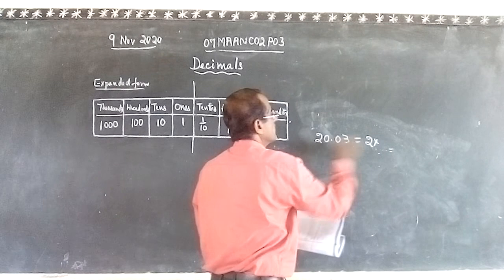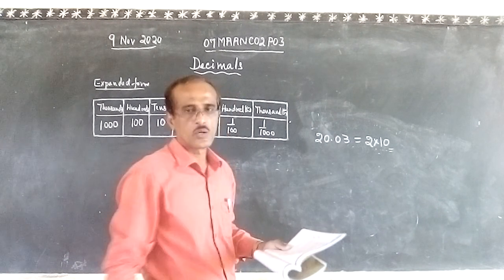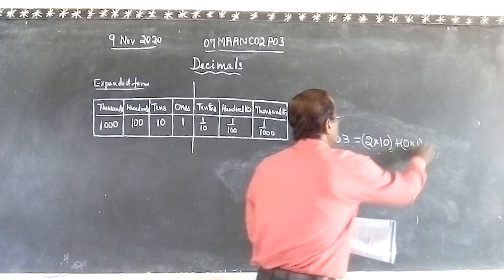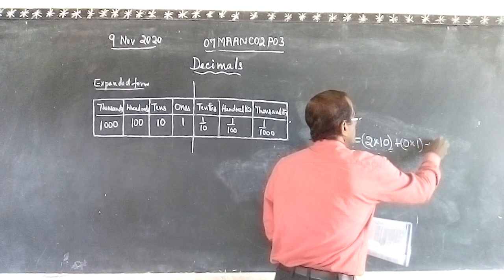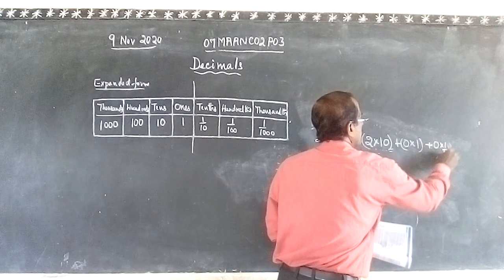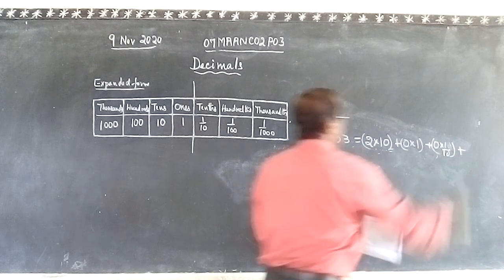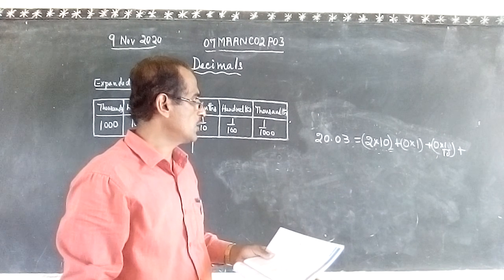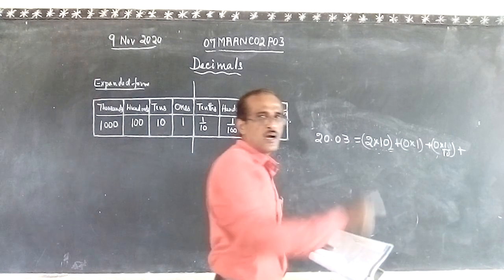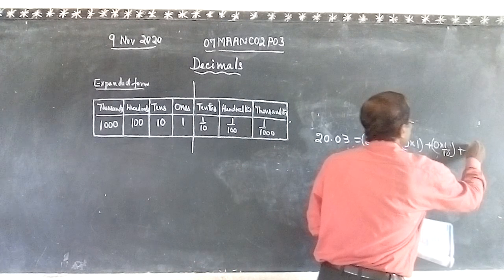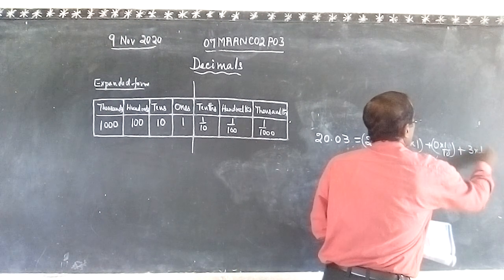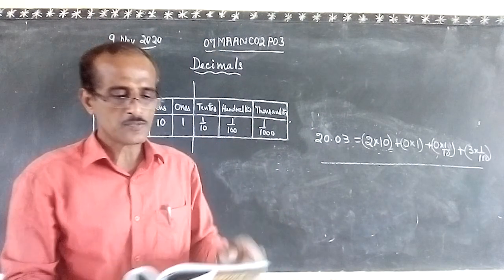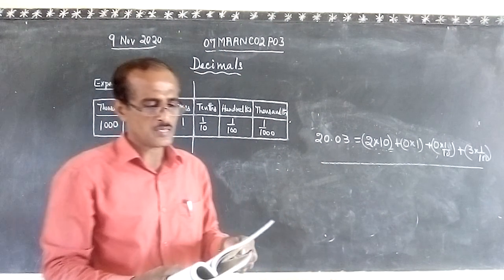2 is in the tens place, so 2 into 10, plus 0 into 1, it is in the ones place, plus 0 into 1 by 10, and 3 is in the 100th place, so you have to write 3 into 1 by 100. So this is the expanded form of 20.03. Like this we will expand. Like that many questions are there, you have to learn.